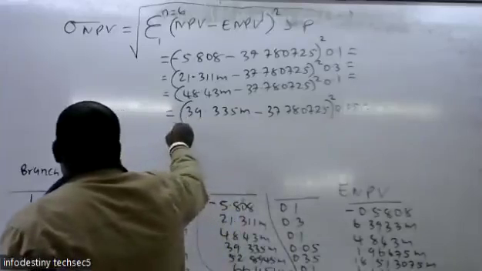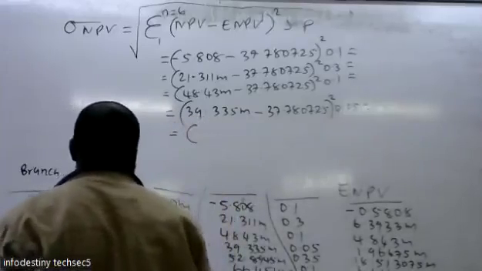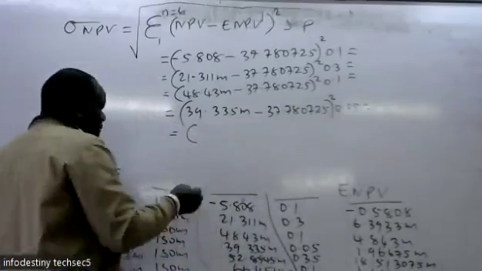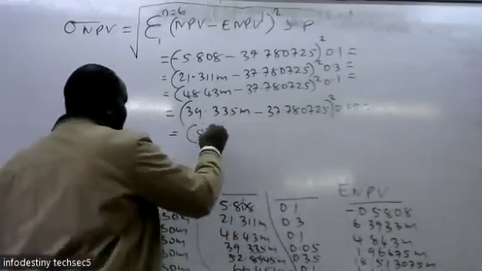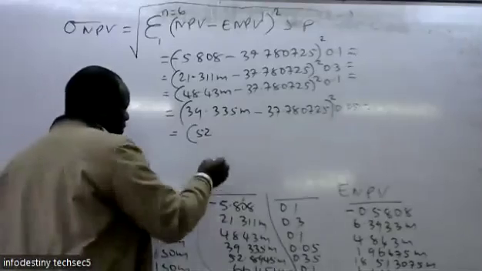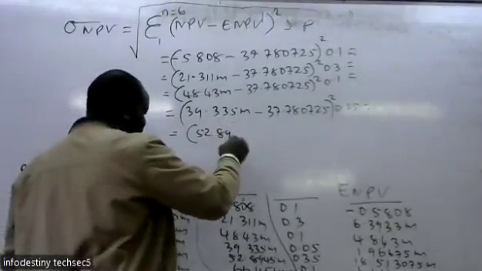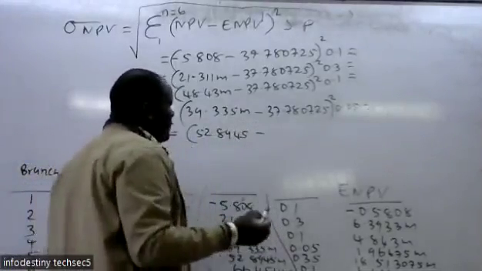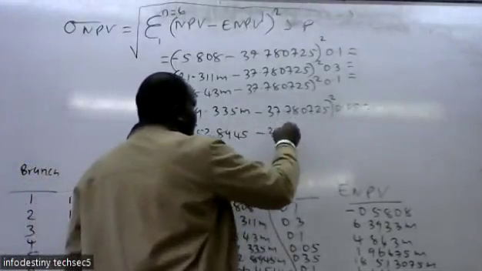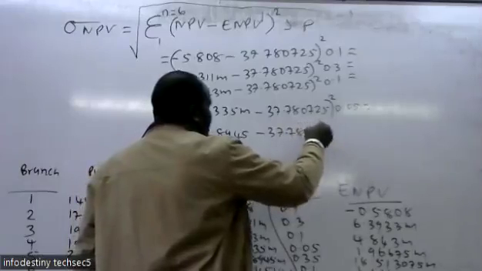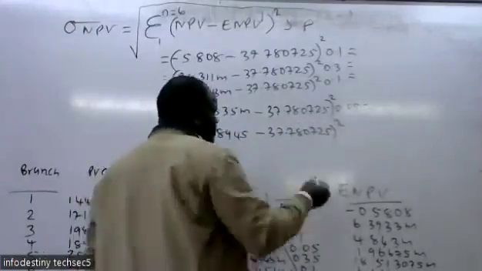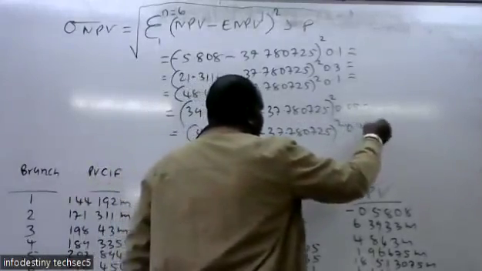Also go to the next branch, which is supposed to be 52.8945. Also subtract 37.780725 square, multiplied by 0.35.